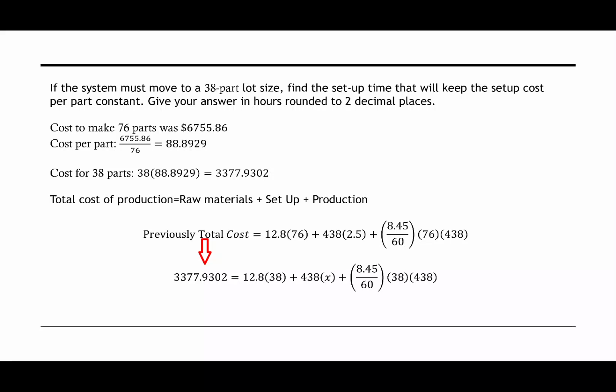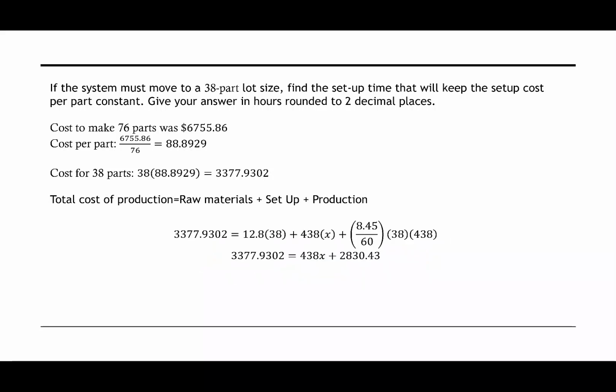Our raw cost stays the same. We have 12.8, but now instead of 76 parts, we have 38 parts. It still costs $438 per hour to set up the machine, but now we don't know the number of hours it takes to set it up, so we'll call that X. The time to make each part will still be 8.45 minutes over 60 minutes an hour. Now we have 38 parts, and we're still at a cost of $438 per hour.